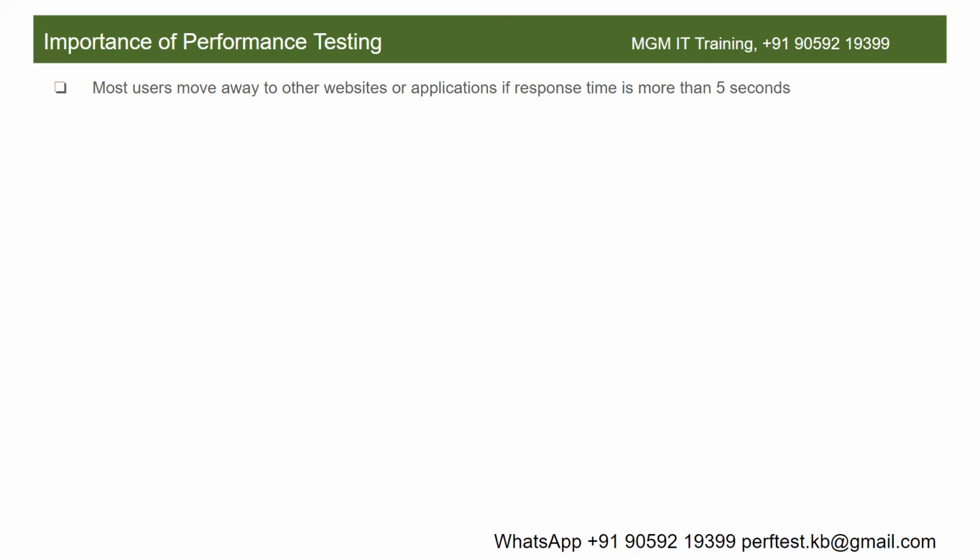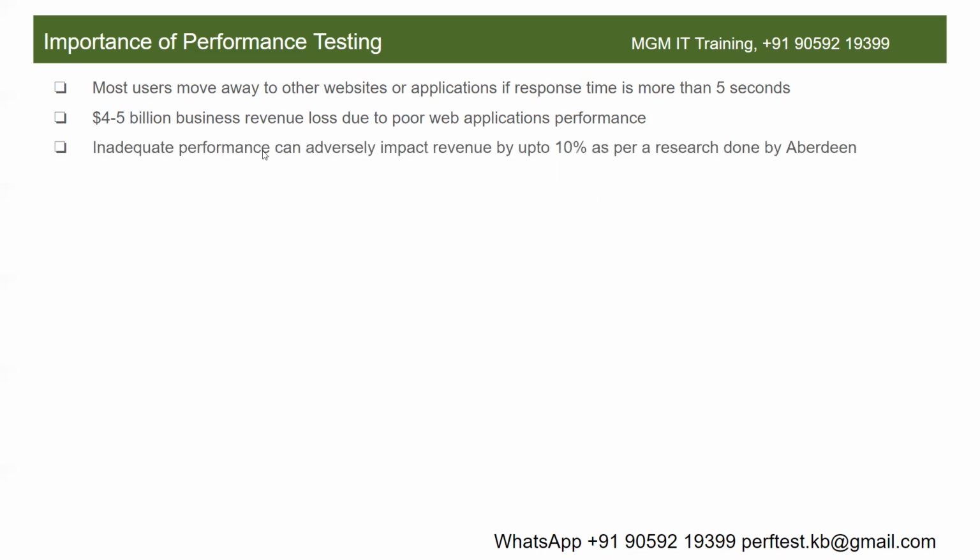If a user is unhappy with the performance or the response time of an application, they will move to some other website or some other application, isn't it? So due to poor web application performance, it was estimated that there is a $4 to $5 billion revenue loss for businesses. And inadequate performance can adversely impact the total company revenue by up to 10%.